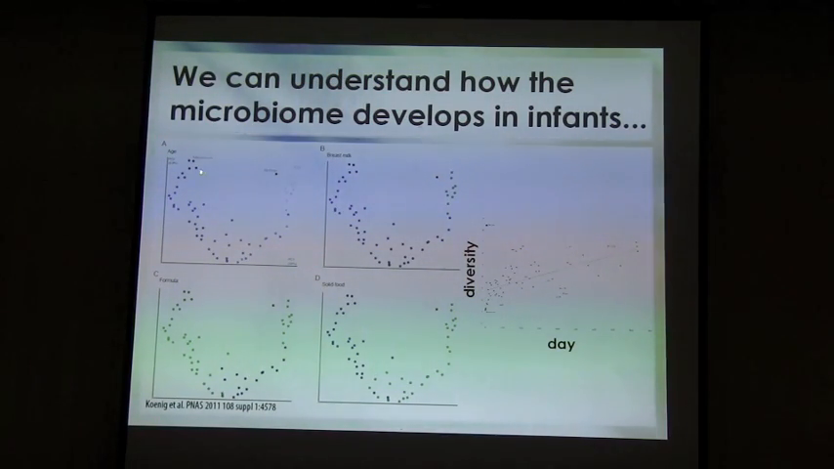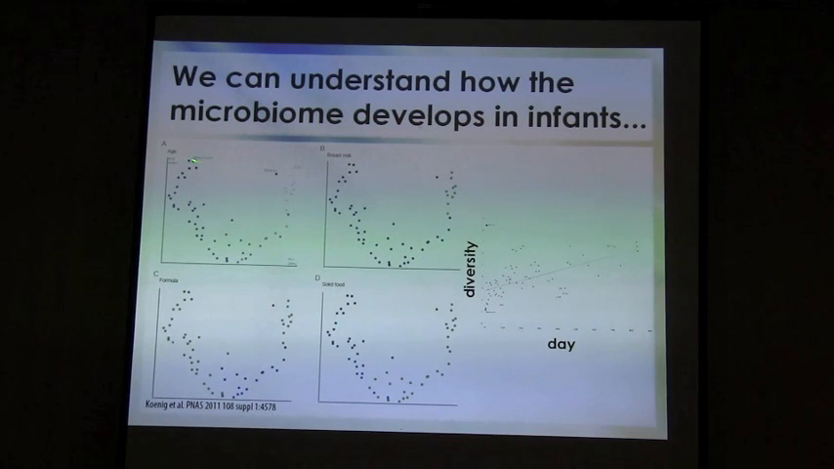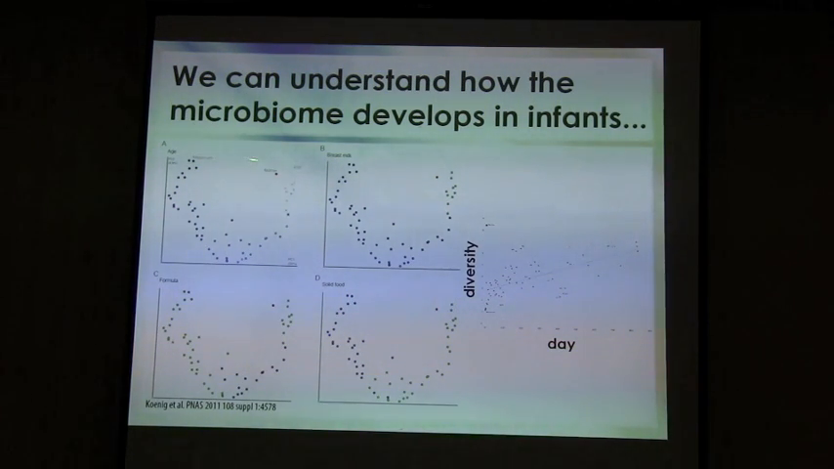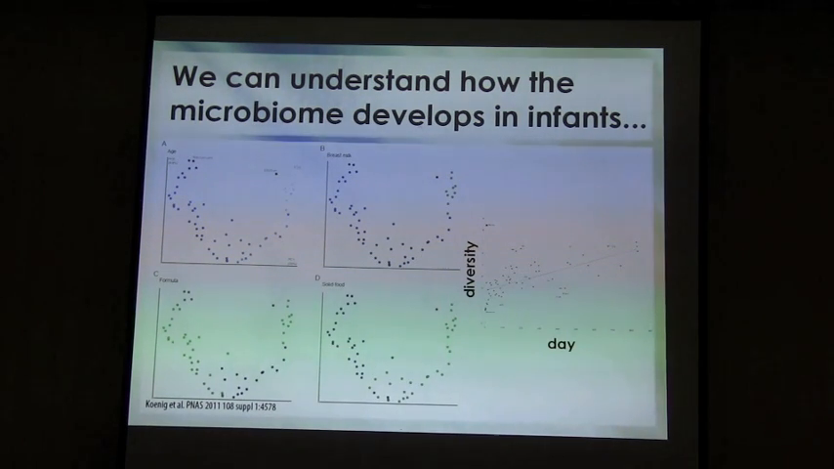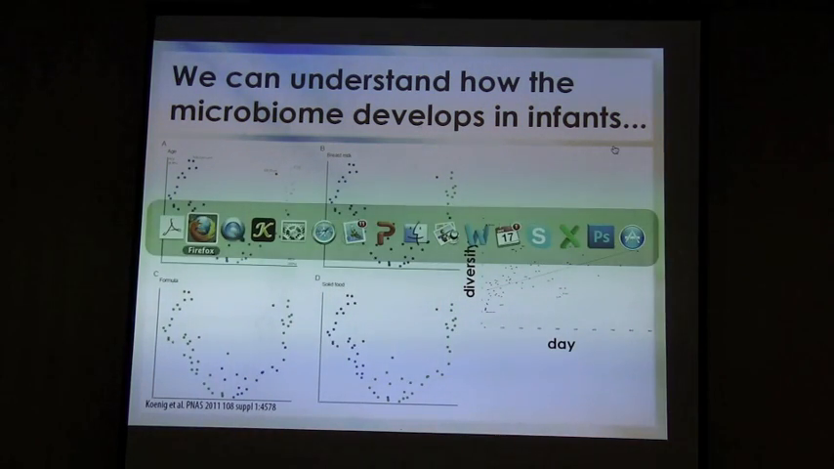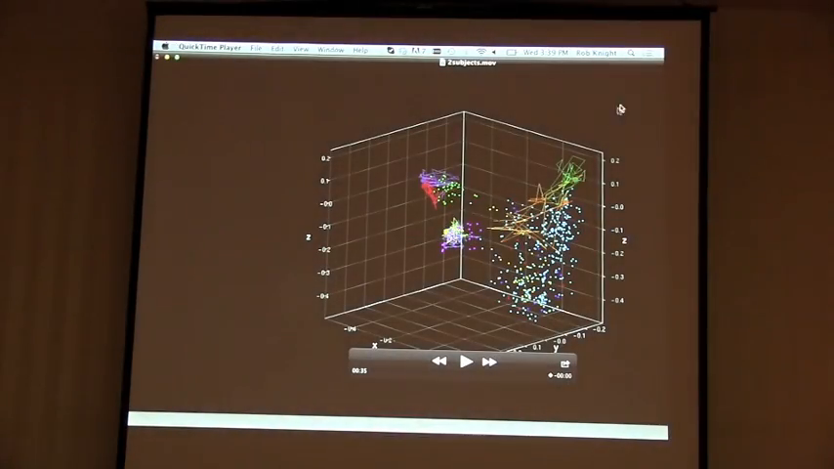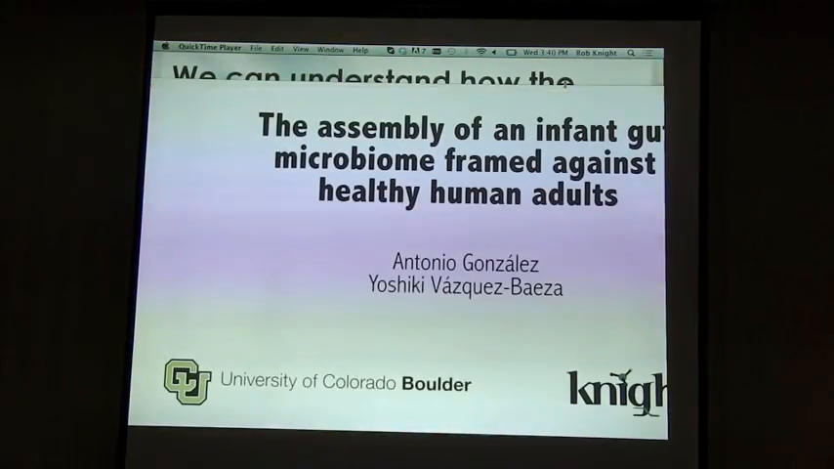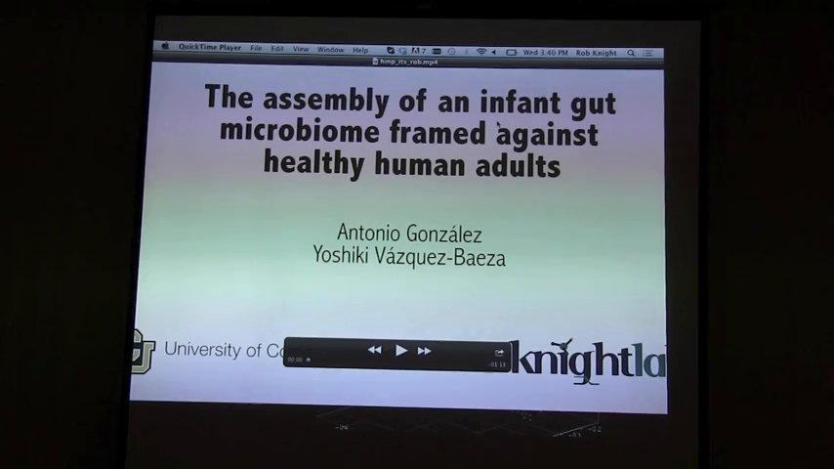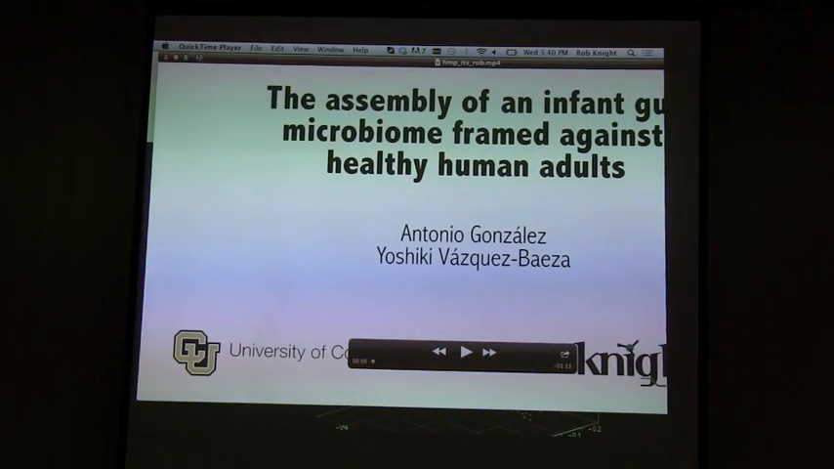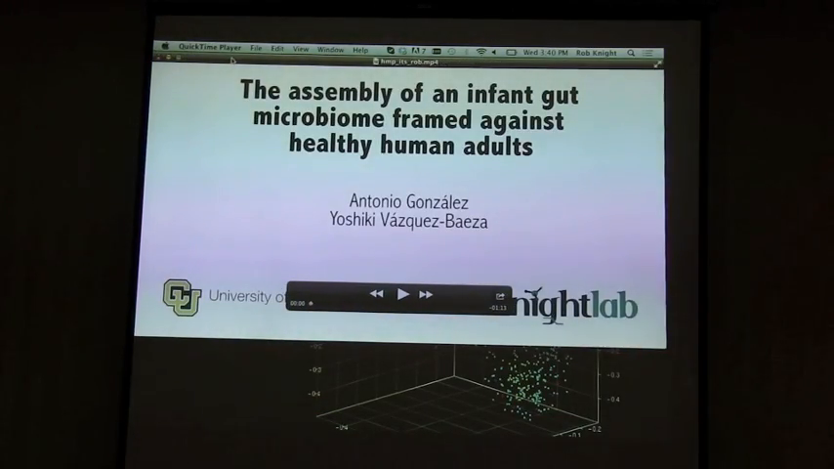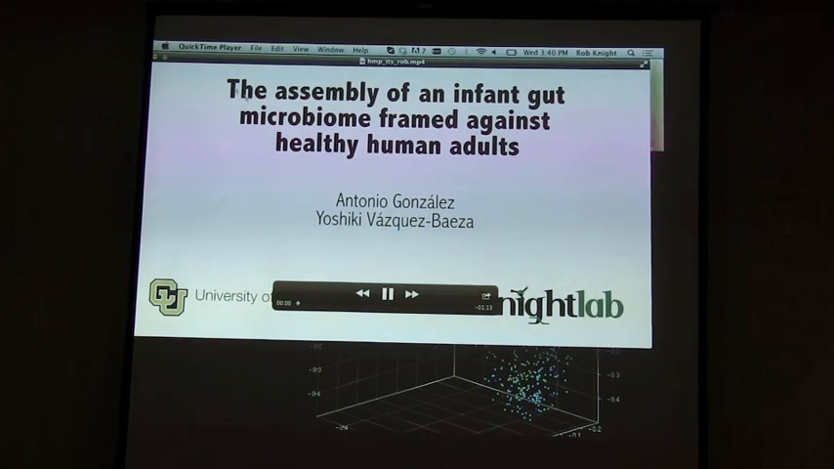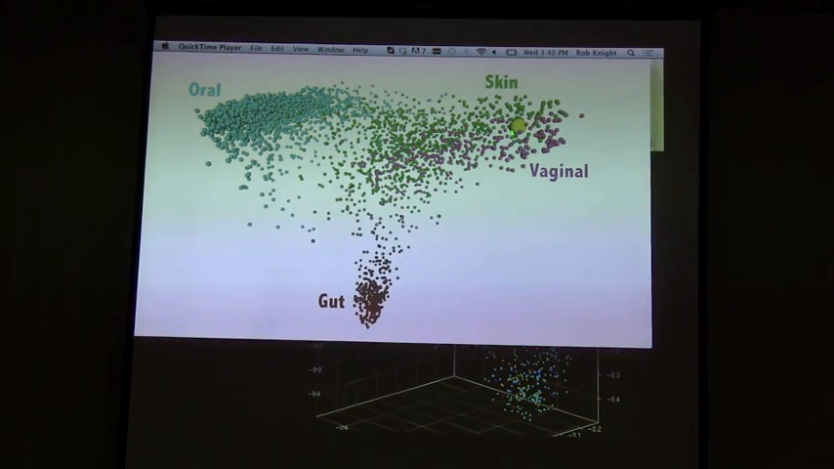So this is some work we did with Ruth Ley, where she traced one baby weekly over the course of the year. What you can see is the development of the microbiota in this very different state, finally coming to resemble the mother's community at day 838. And so we can start to integrate that with the Human Microbiome Project data. Antonio and Yoshiki put together this visualization that allows you to ask how that one infant's microbiota relates to everything that we saw in the Human Microbiome Project.